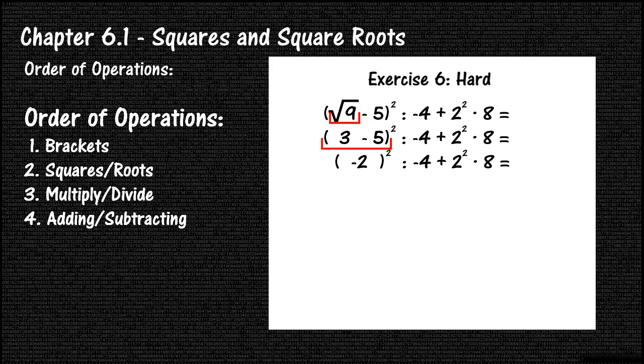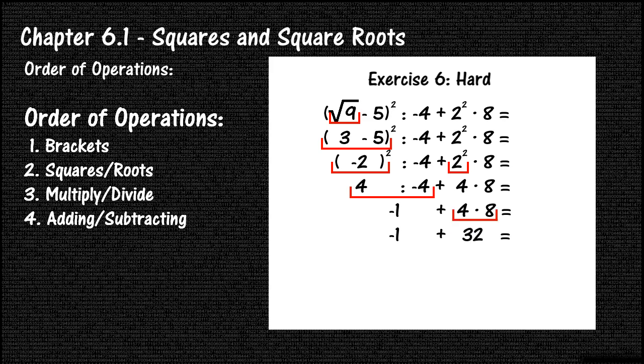We solve the squares to get 4 divided by 4 times 8. Divisions and multiplications must be done from left to right. So we first get 1 times 8, and then we get 8.